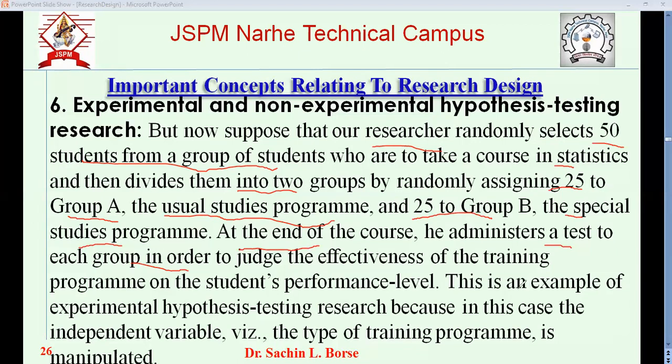In this example, this is an example of experimental hypothesis testing research, because the independent variable, that is the training, is varied. Here, what is the independent variable? The training program is varied. So that is the independent parameter.